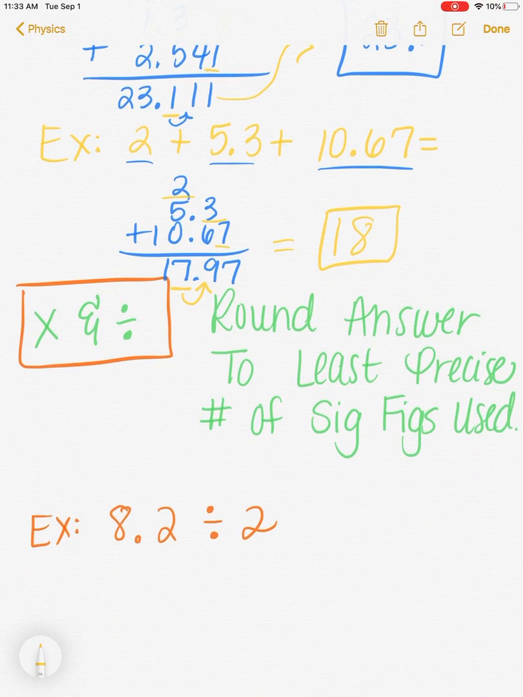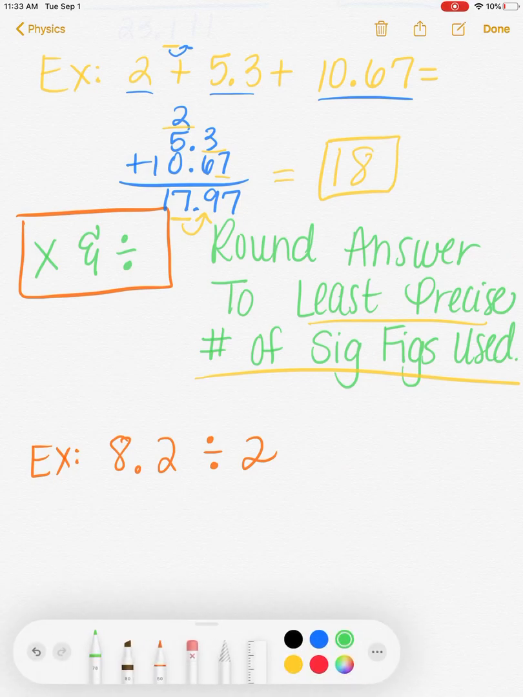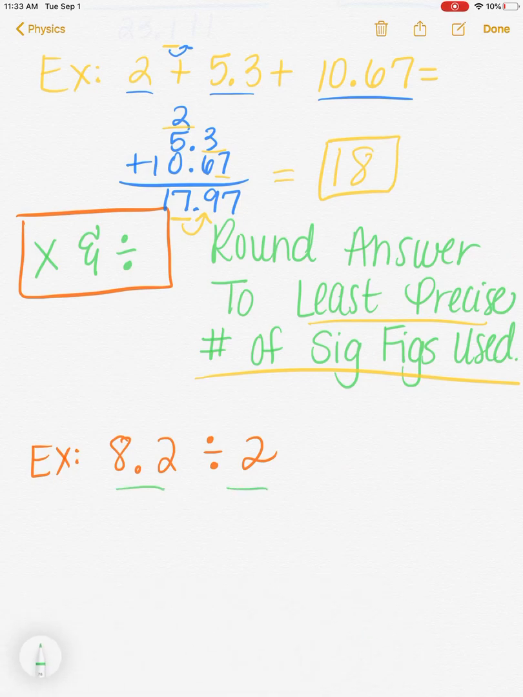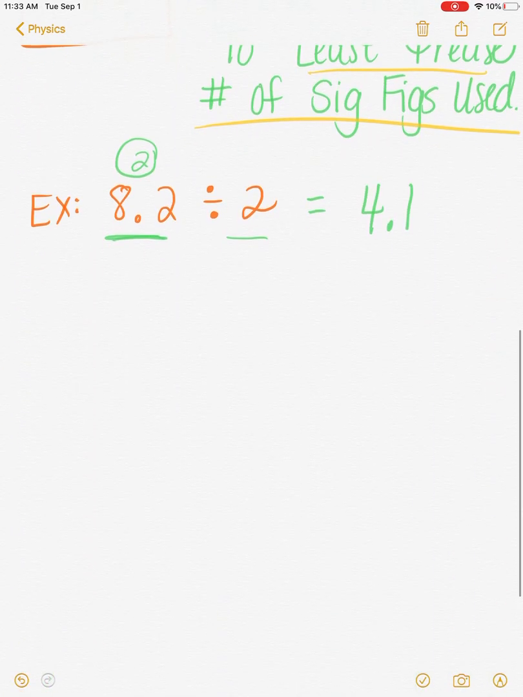All right, so very quickly, a review of multiplication and division. For this, it's a little bit simpler because you round your answer to the least precise number of sig figs that were used. So the example that I give you here is 8.2 divided by 2. You don't have to line it up like in grade school. You just plug it into your calculator. The calculator gives you an answer of 4.1. So in order to decide where to round, I need to look back at the numbers I used. Both the 8 and the 2 are significant digits because they're non-zero. So that gives you 2 sig figs.